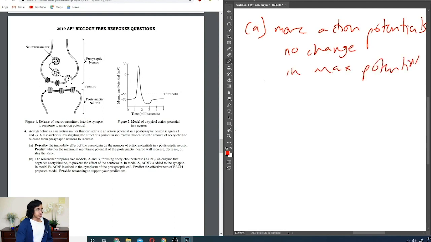And then the researcher proposes two models, A and B. Okay, so to prevent the effect of the neurotoxin, A, it's added to the synapse, and B, it's added to the cytoplasm of the postsynaptic cell.